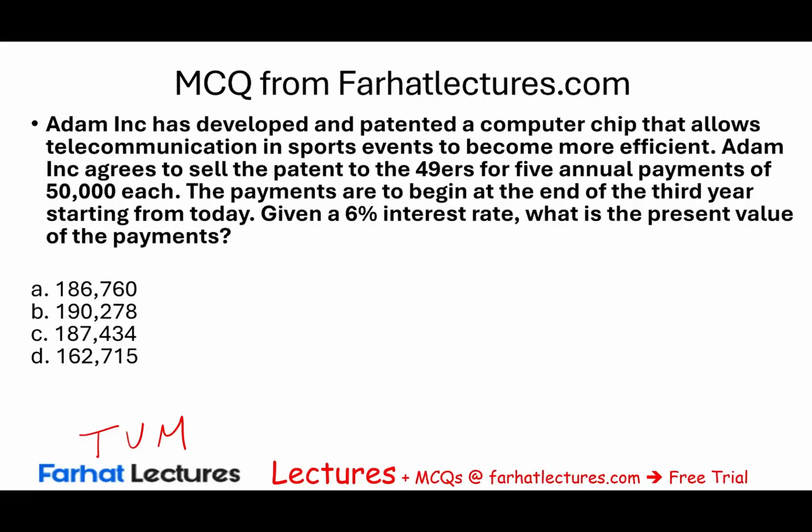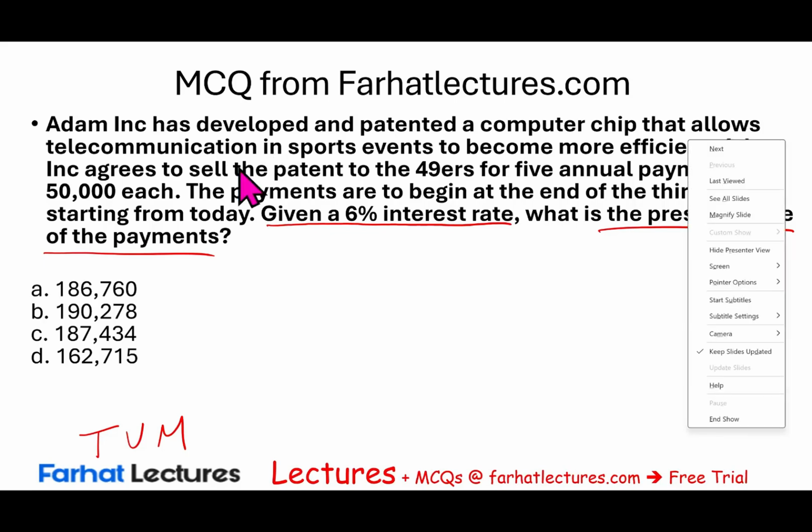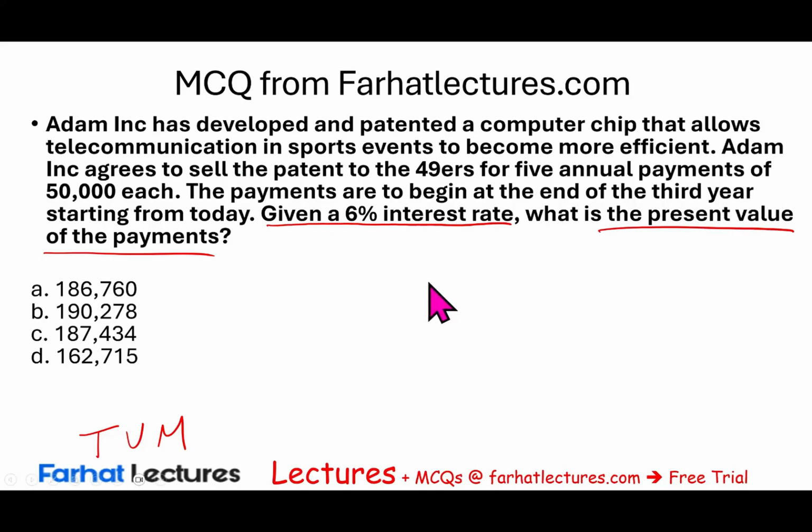So the first question is asking, given a 6% interest rate, what's the present value of the payment? Let's look at what we are given and answer this question. Adam Inc. has developed and patented a computer chip that allows telecommunication and sports events to become more efficient. Adam agrees to sell the patent to the 49ers for 5 annual payments of $50,000 each. The payments are to begin at the end of the 3rd year starting from today.